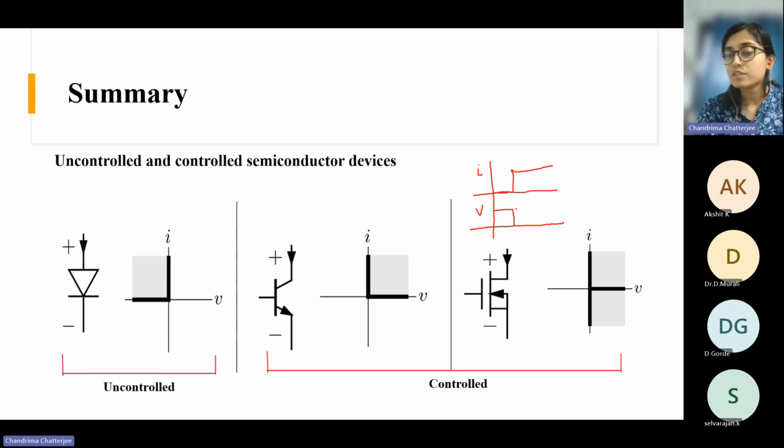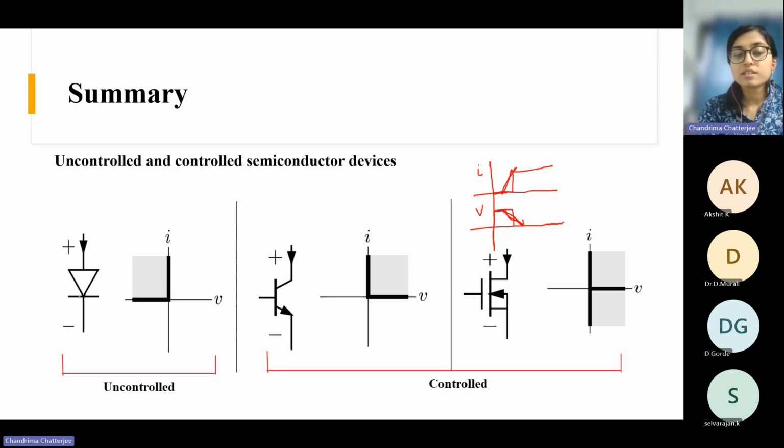But practically, there will be some finite slope. The current will not rise like this, the current will rise like this with some slope, right? And the voltage will also fall with some slope. So there will be some overlap, when there is current also, there is voltage also. So we get some switching loss in practical devices, right?